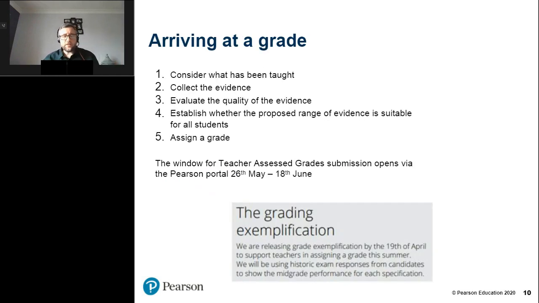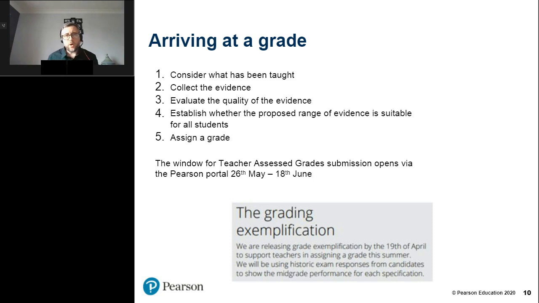Again, there's lots of guidance in the Joint Council guidance document about how to arrive at a grade. This slide is a really simplified overview of that process. But essentially, you need to consider what's been taught, because obviously you can only assess them on what you've taught. You need to collect the evidence, and then you need to evaluate the quality of the evidence. So things like the nature of the evidence, how and when it was produced, under what conditions it was produced, was it supervised, was it non-supervised, was it produced under lockdown.